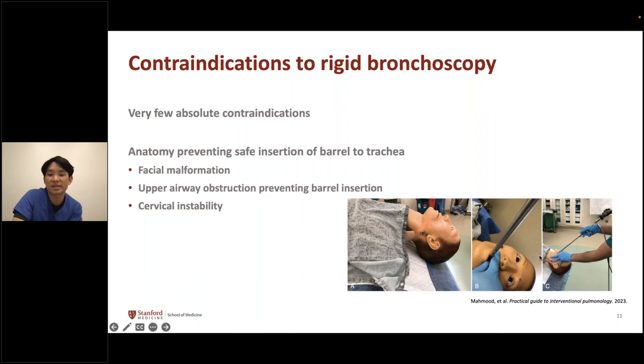You can see it on this creepy looking model here. So you want to have the neck hyperextended, but if patients have C-spine issues or neck mobility issues, then that will be challenging. Also, if they have facial malformations or any significant obstruction, even prior to us getting to the vocal cords, then we won't be able to safely insert the rigid barrel.